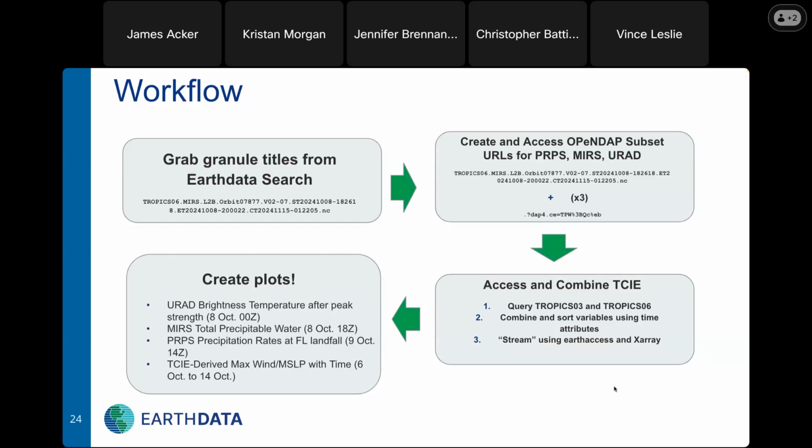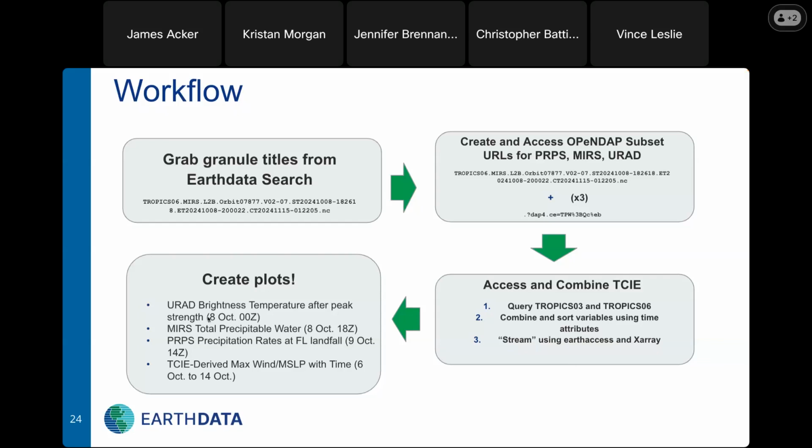And so we're going to query both CubeSats 3 and 6. We will show how to combine all those granules together into a single combined data set and then sort it with time. And through that, we're not going to be using OPeNDAP. Instead, because those granules are so small, we're just going to stream the entire granule using earthaccess and Xarray, which will be coming from our public Earthdata Cloud endpoints. And then after that, you will wind up with 4 plots in your Jupyter Notebook, organized by time.